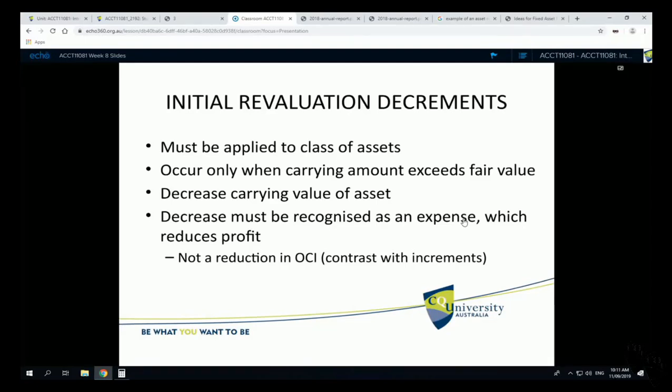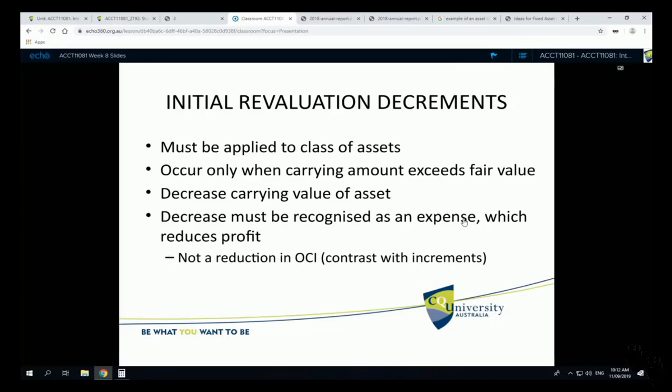Now, when we're valuing it down, because of that prudence principle, we have to recognise that as an expense, which is a bit funny because we don't get to recognise the increase as revenue. It has to go through other comprehensive income, then gets put as a reserve in the equity section. With a decrease, however, we're being prudent. We're going to show that straight as an expense, okay, which reduces profit. It's not a reduction in other comprehensive income, it goes straight onto the income statement. So that's one point to note.